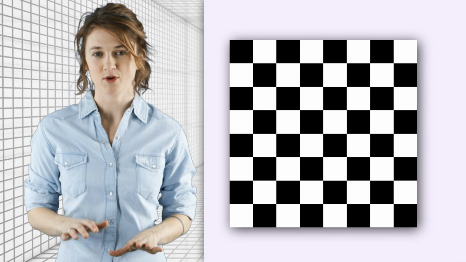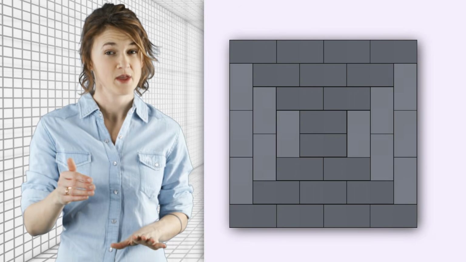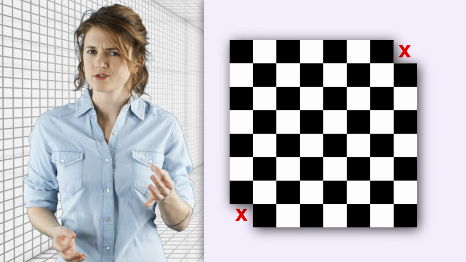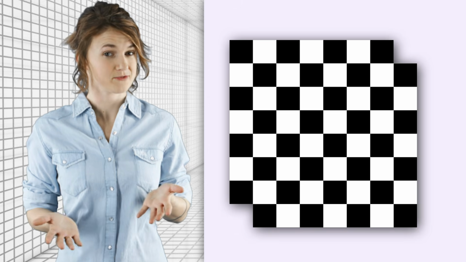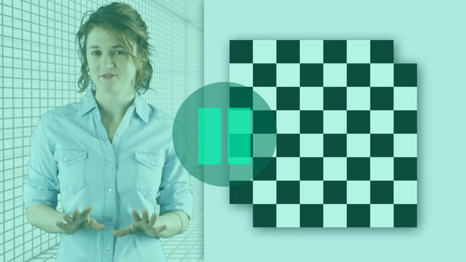Here's a great example. You can cover an 8x8 checkerboard with dominoes like this. But what if we take away these two corners? You can't cover it with dominoes. Why not? What's the proof? Pause to give it a try yourself.